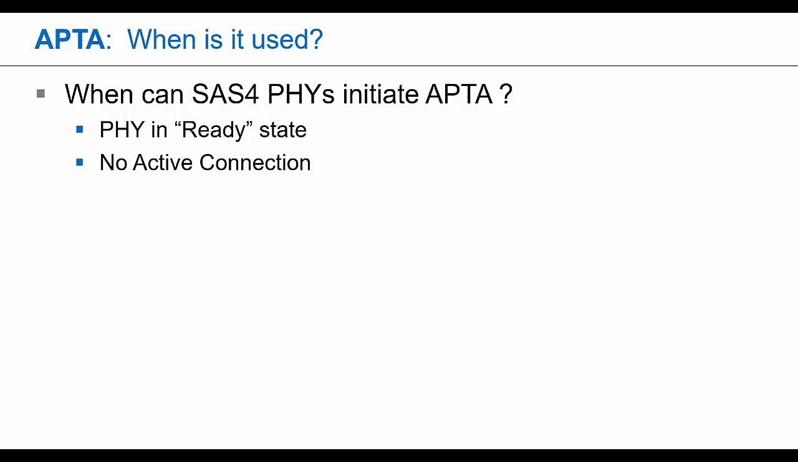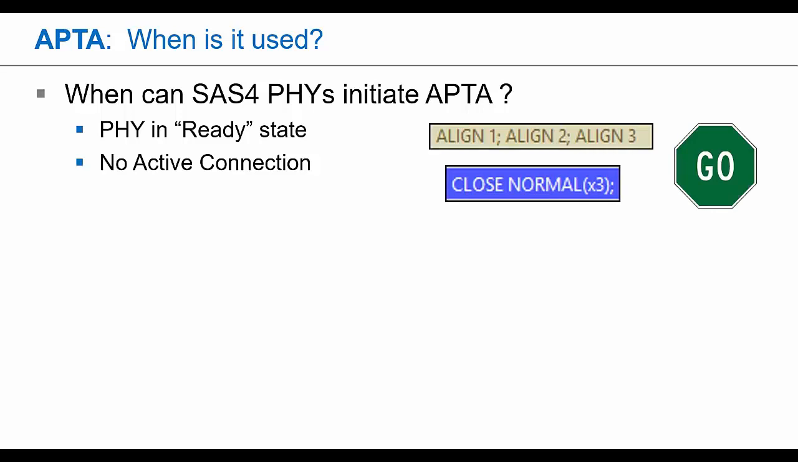So under what conditions will a PHY go into this APTA mode? These are the basic rules. The link needs to be in the logical ready state, but no active connection on the PHY. So you have to wait for close. How long do you need to wait? Is there a guard band before you can start sending APTA? None of this is defined. So there's a lot of stuff here that seems to be left to the vendor.